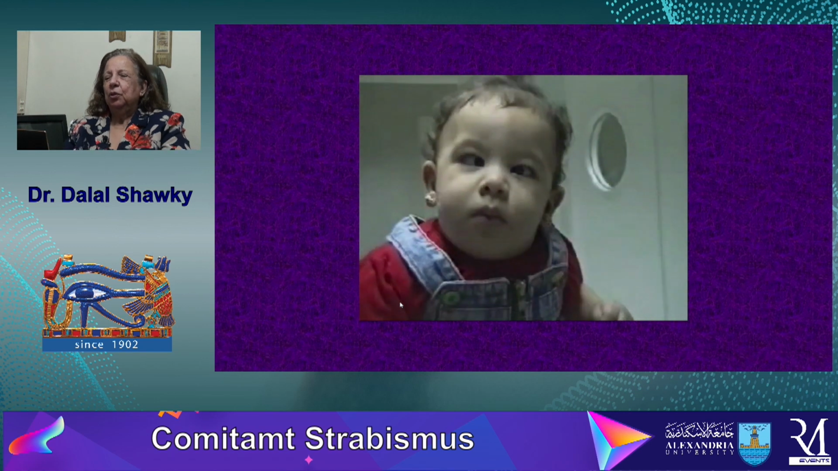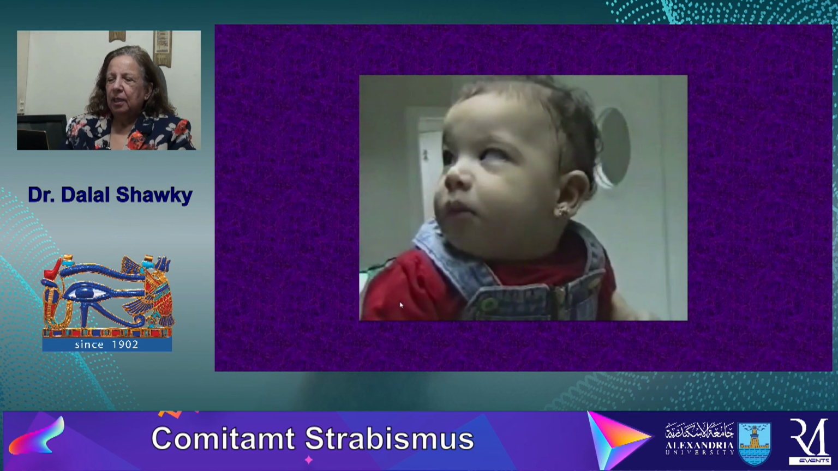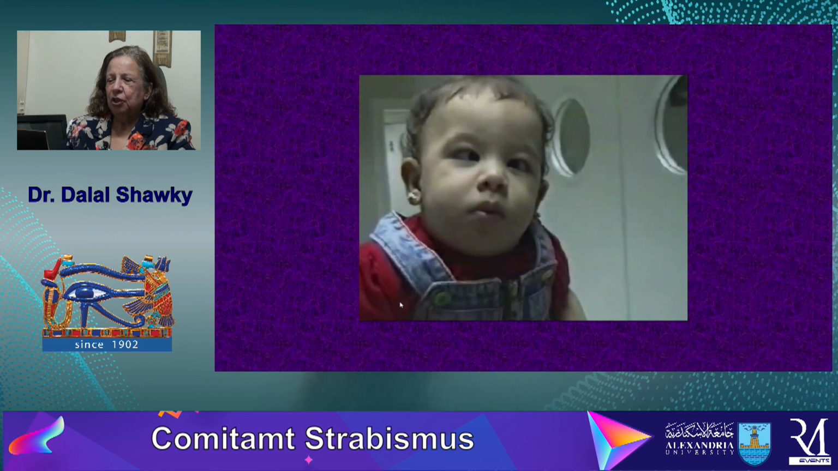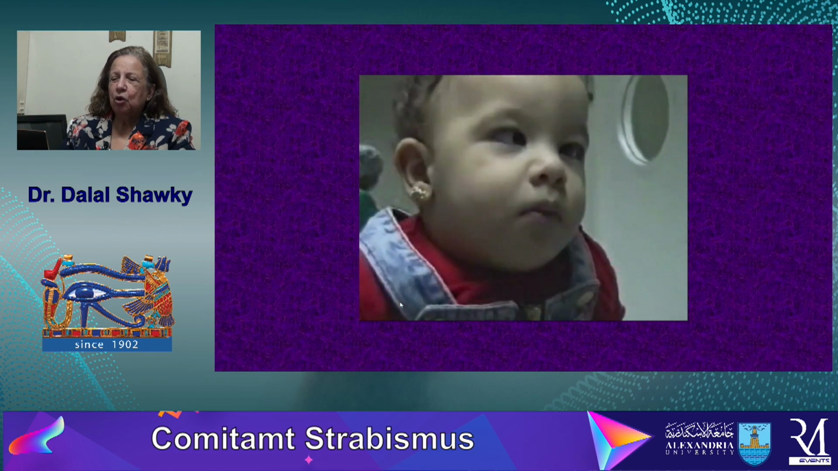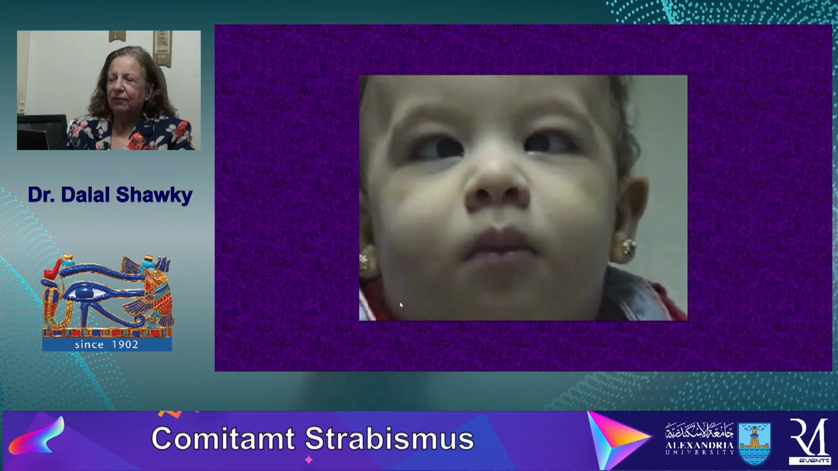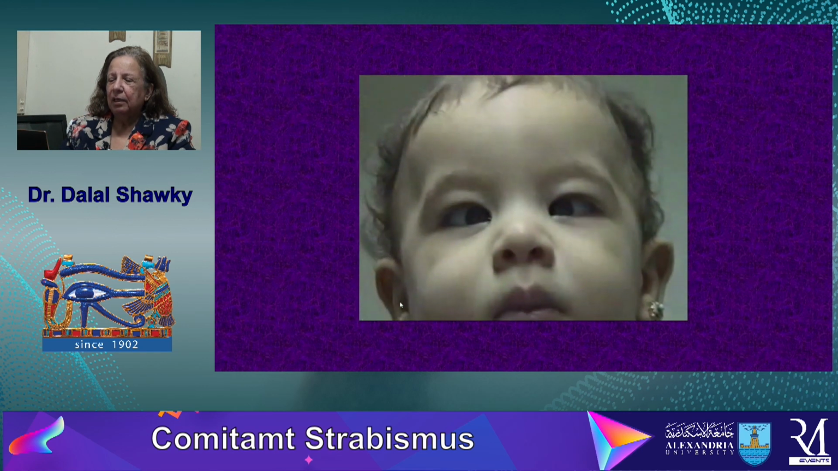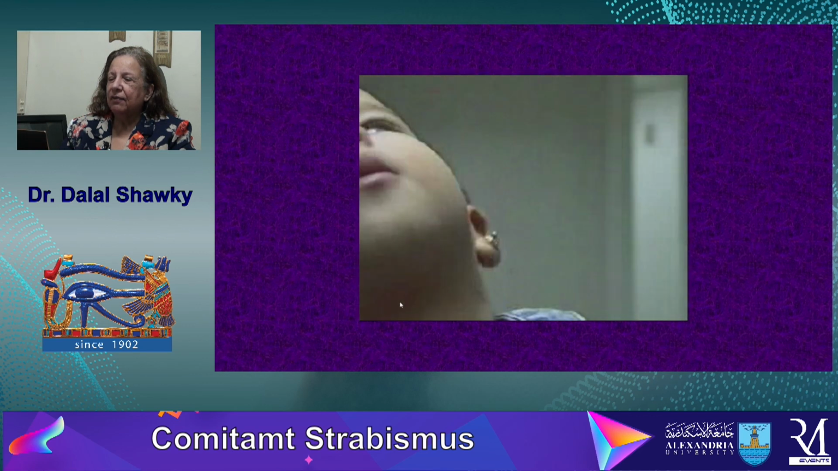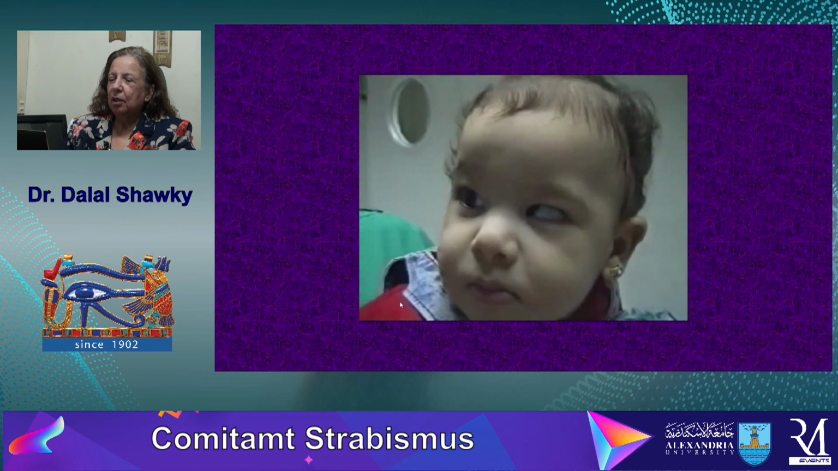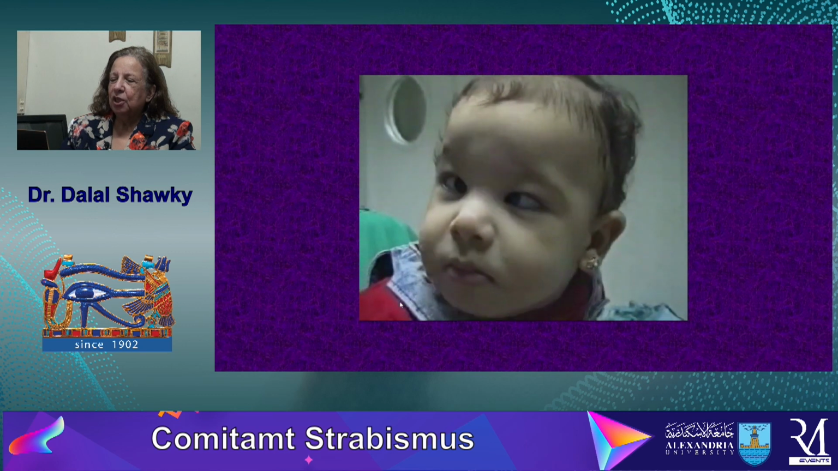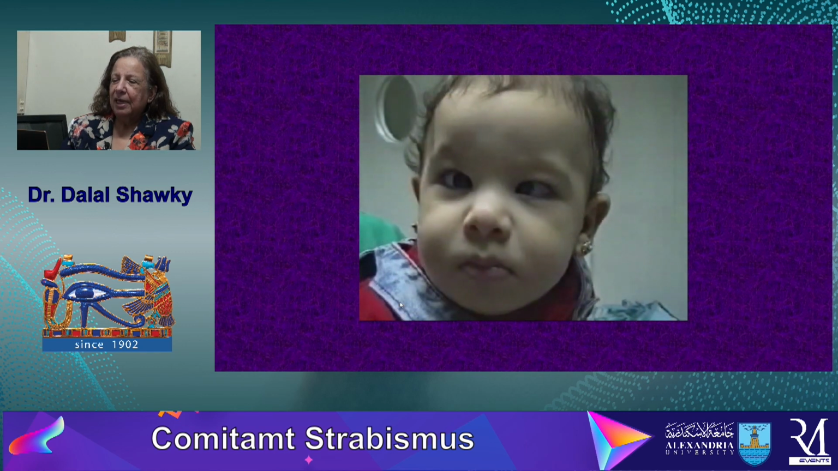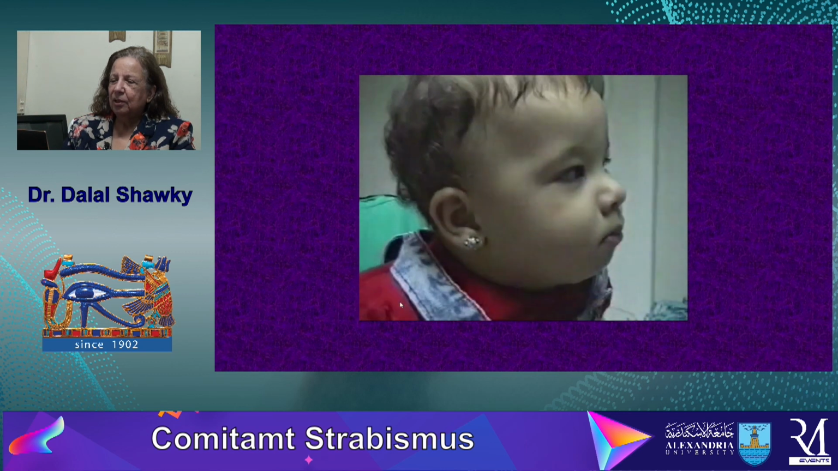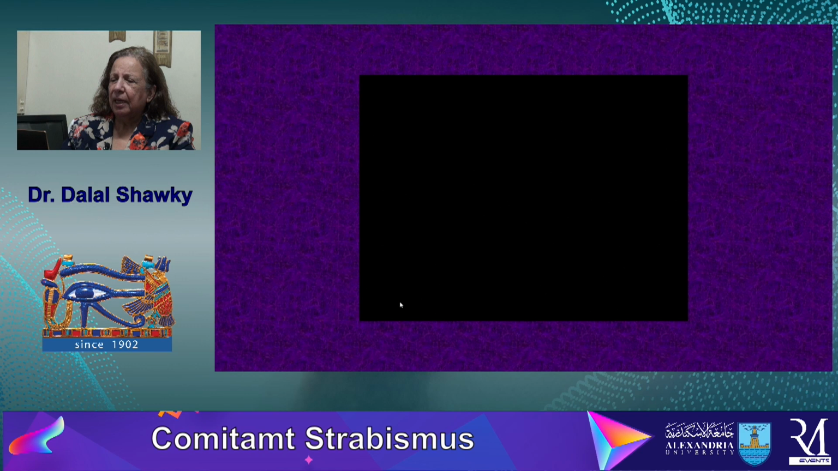Look to this video. This child is having cross-fixation and all the time turning his head to the right and to the left. Large angle esotropia, looking with the right eye to objects on his left side and turning to the right to look to objects on his right side by the left eye. There is cross-fixation and the head is turned all the time.